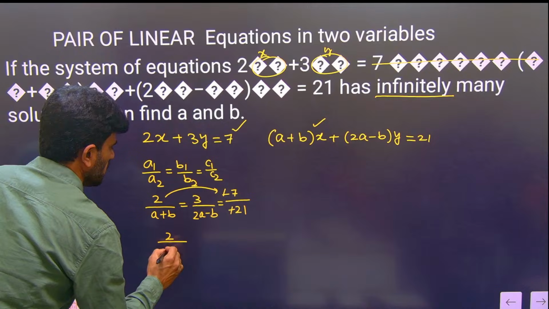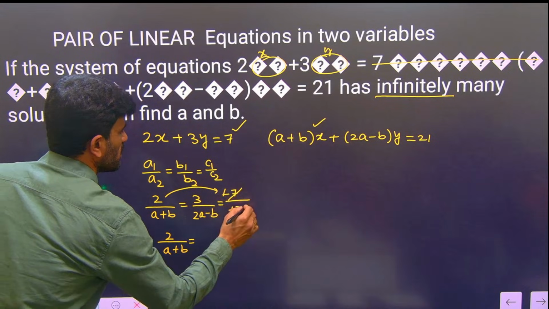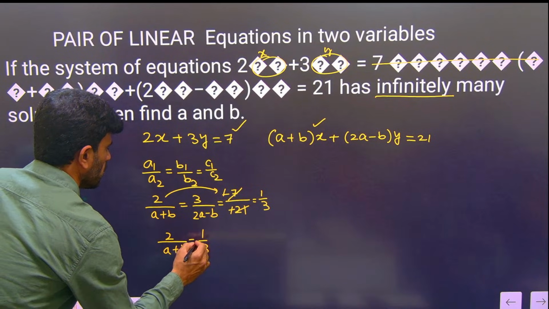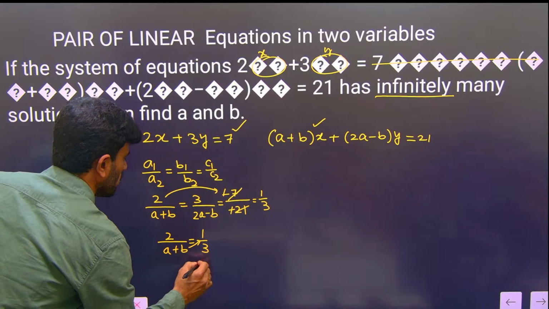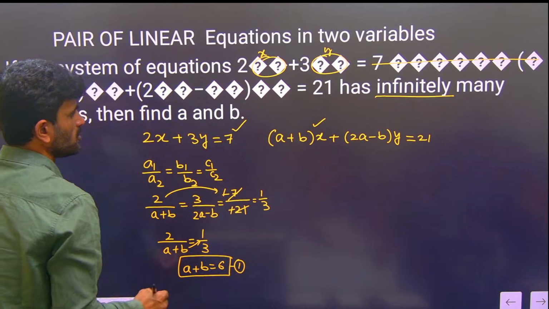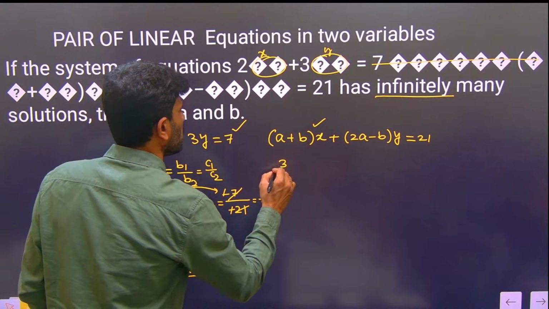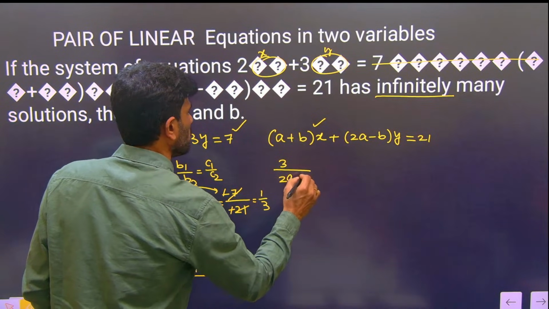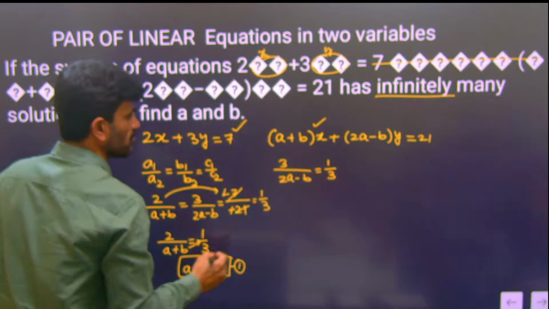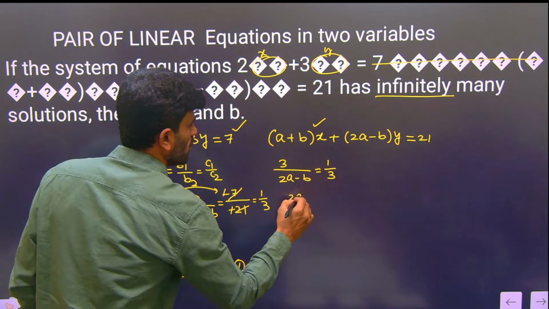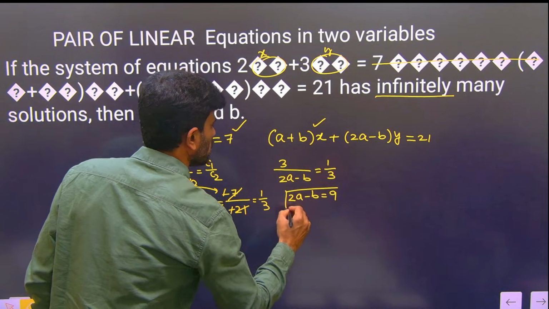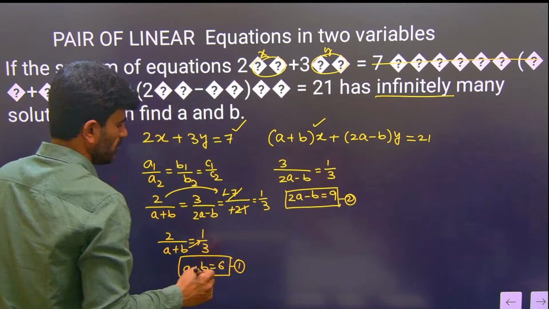We get 2 by (a plus b) is equal to, after cancellation, 1 by 2. Now we do cross multiplication. We get a plus b into 1, a plus b, 2 into 3, 6. This is equation 1. Similarly, we take another condition, 3 by (2a minus b) is equal to, again after cancellation, 1 by 3. Again cross multiplication, 2a minus b is equal to 3 into 3, 9. This is equation 2. We have to solve these two equations.